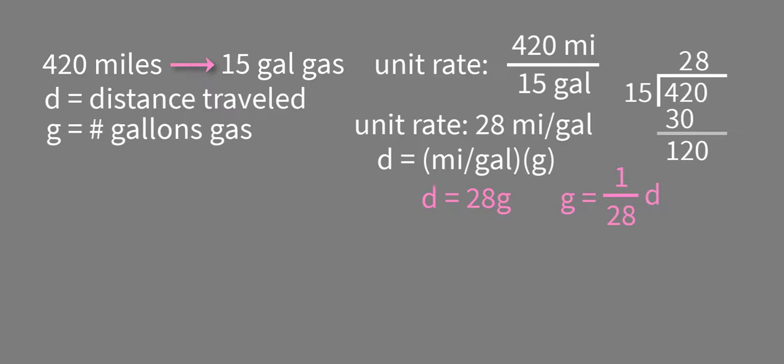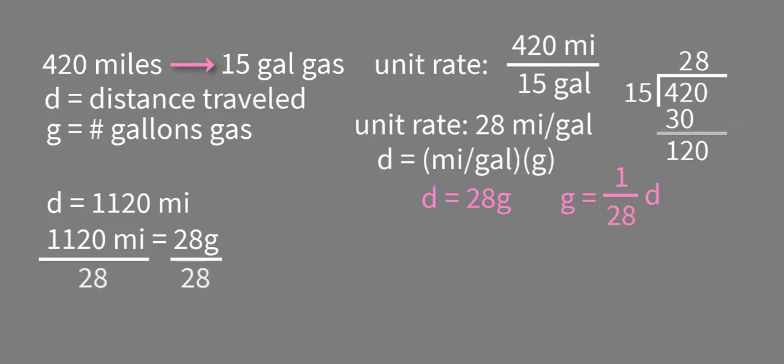The question is, how many gallons of gas to travel 1,120 miles. And this is why it would be easier for this part at least to have G equals 1/28 D. But again, it works either way. It's just a matter of substituting. We have D equals 28 miles per gallon times the number of gallons. We substitute in 1,120 miles equals 28 G. Then divide both sides by 28. And then we'll go ahead and write this out as a long division problem.